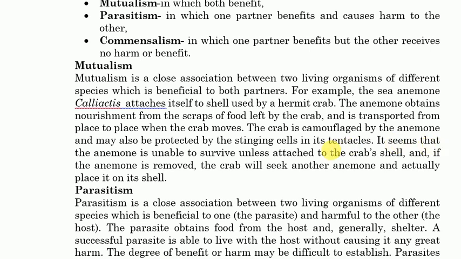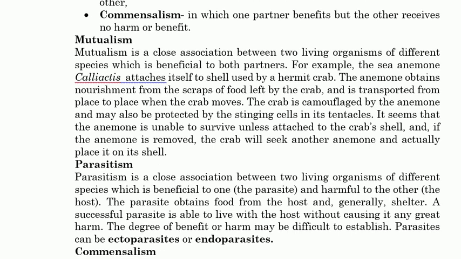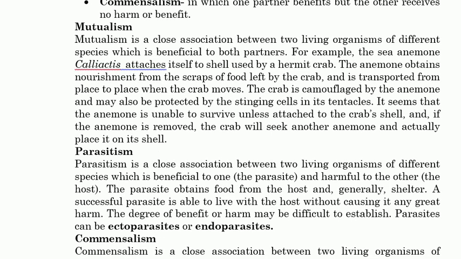So it seems that the anemone is unable to survive unless attached to the crab's shell, and if the anemone is removed, the crab will seek another anemone and actually place it on its shell. So here, as you can see, they both benefit from each other. And from there, let's see about parasitism. In parasitism, one of the species benefits and the other species is harmed.